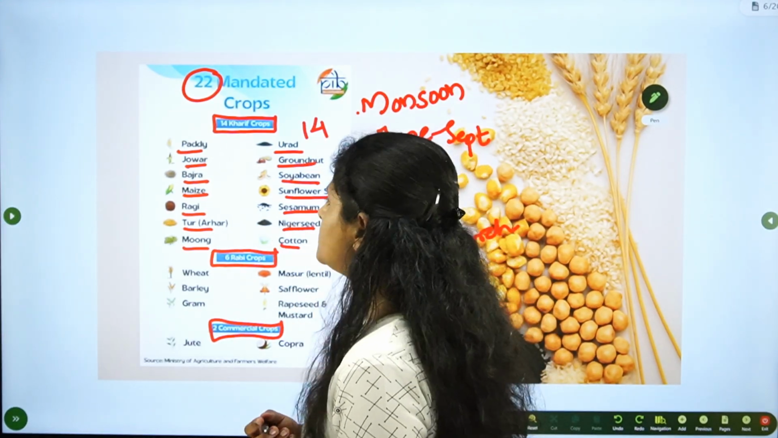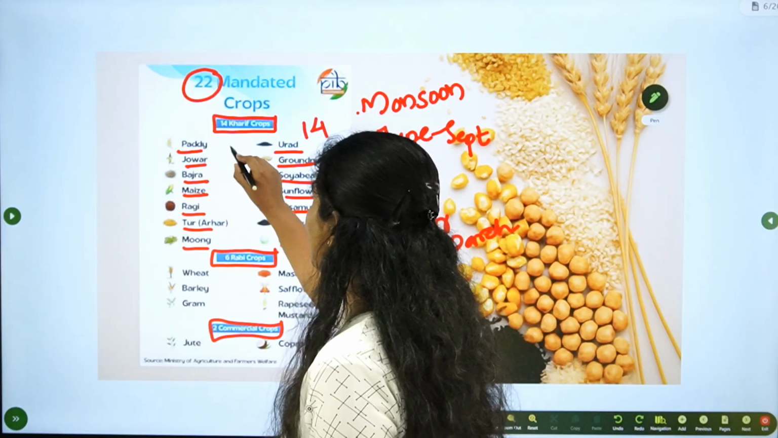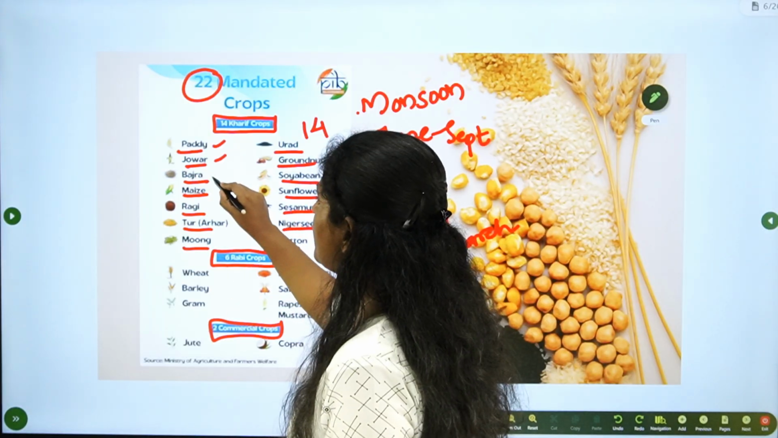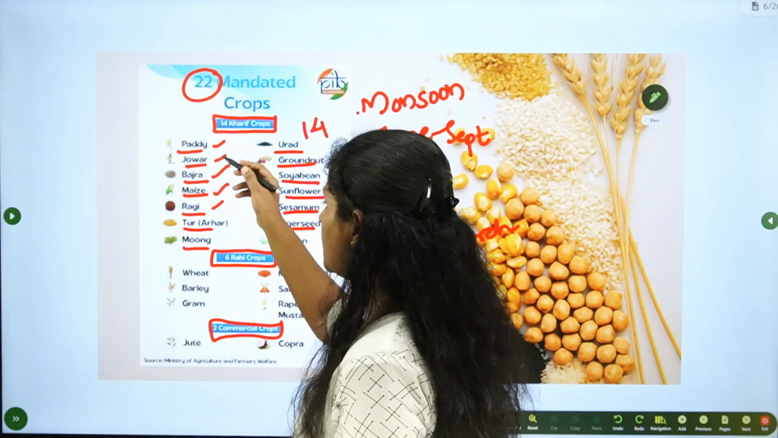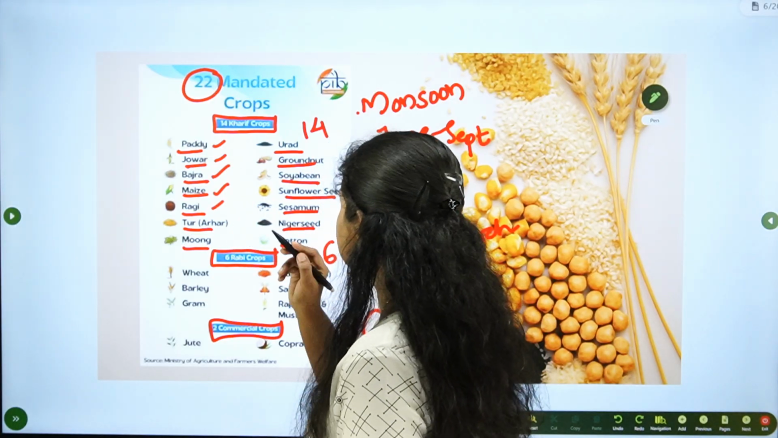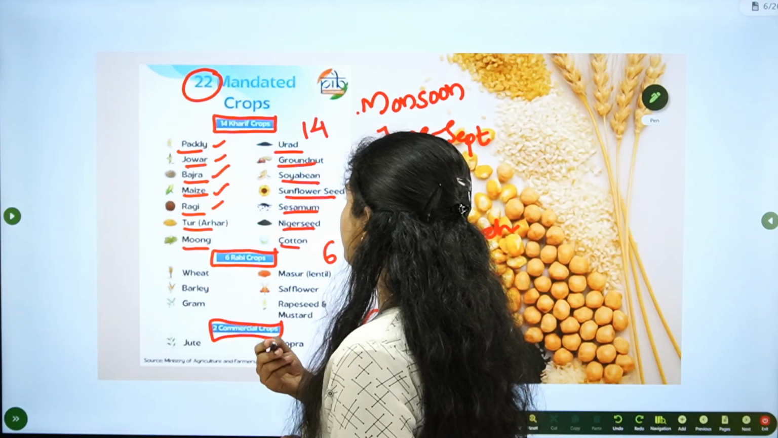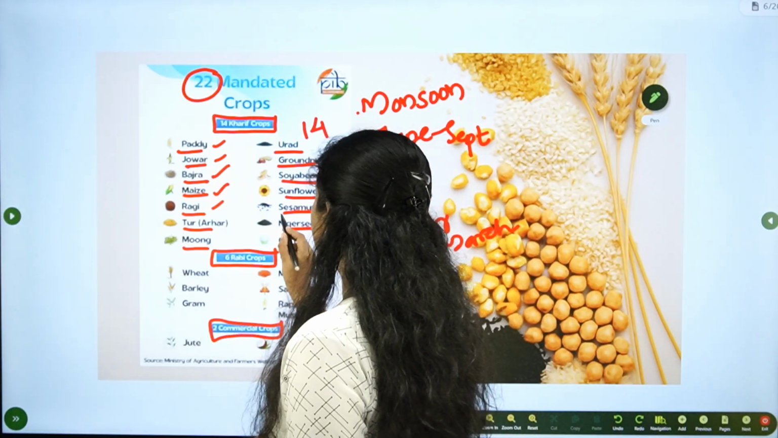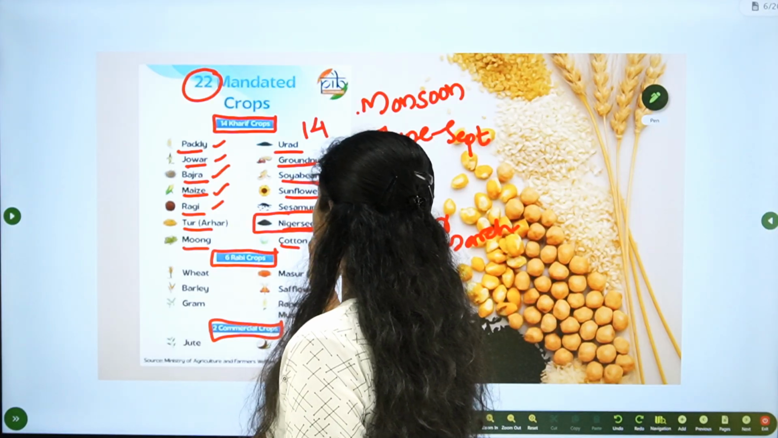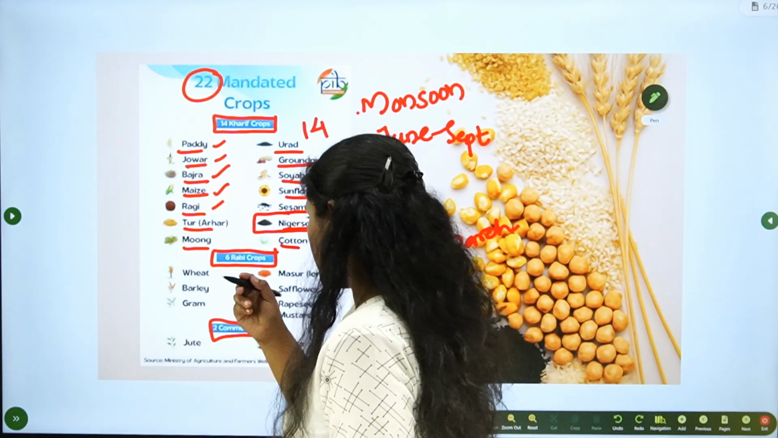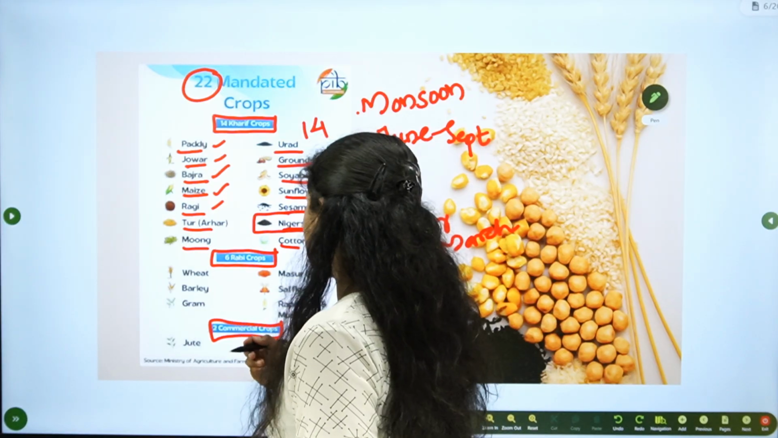Some of these you can guess, right? Paddy, obviously, jowar, bajra, maize, ragi, all these things you can guess, but something you might not have heard of is Niger seed, and that was actually a previous year question that we will solve.